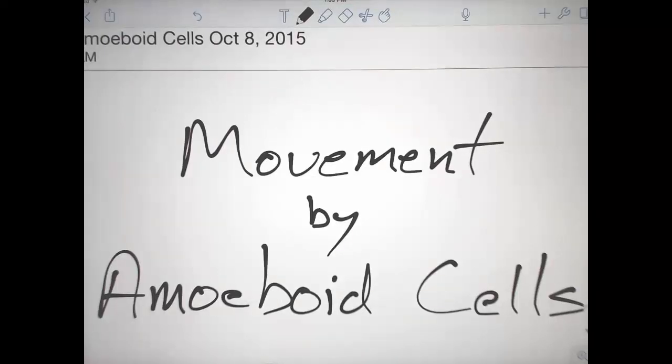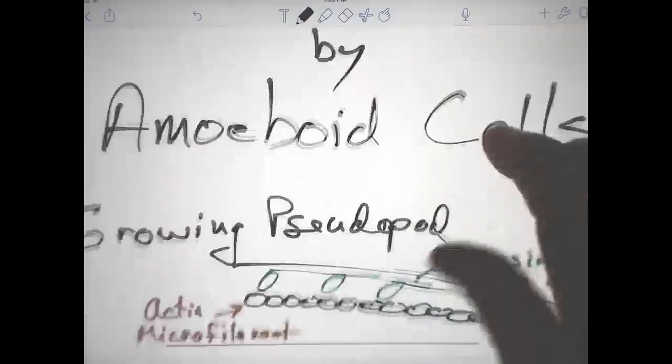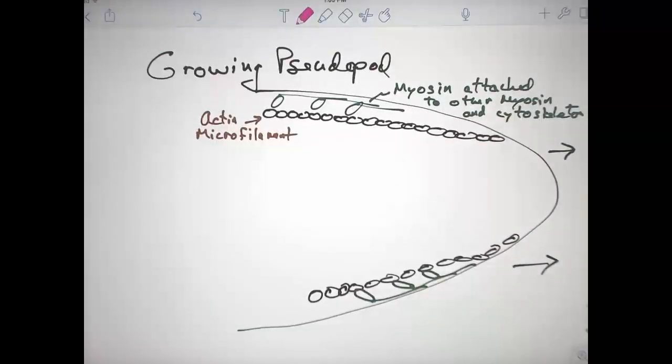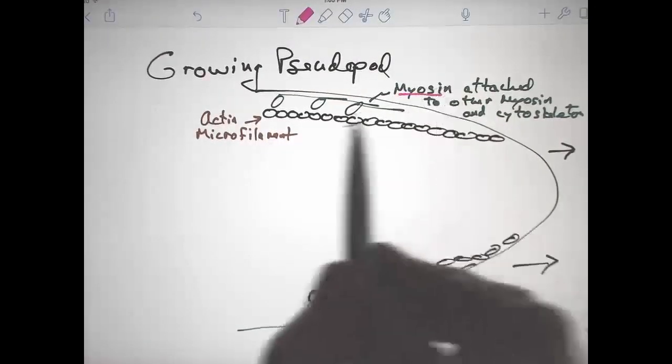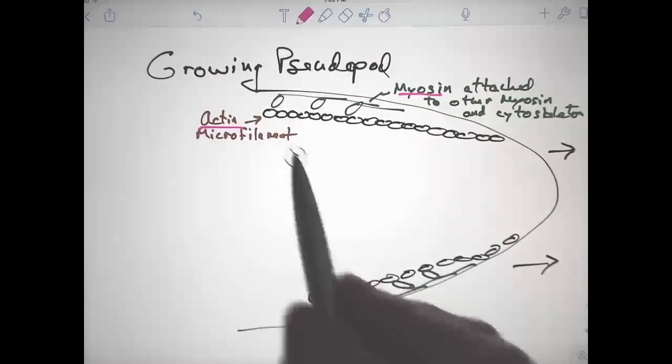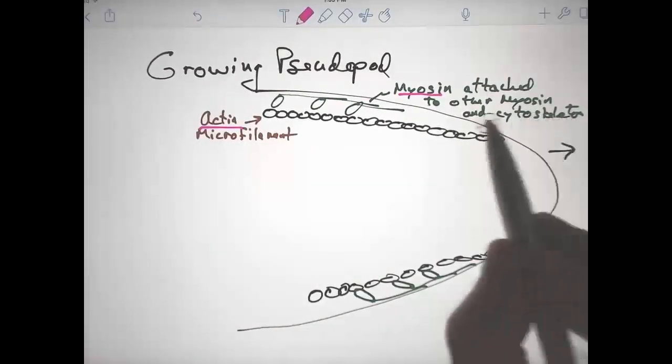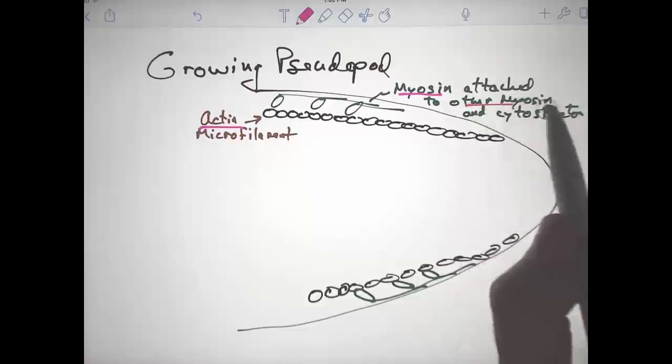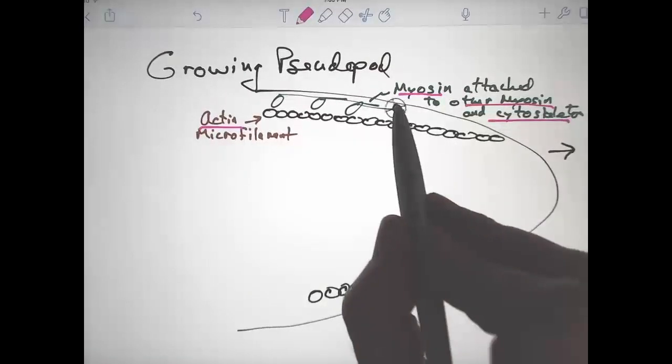How do amoeboid cells move? We'll talk about two general mechanisms. The first of those mechanisms involves myosin and actin, microfilaments of actin, and myosin that's attached to other myosins and to the cytoskeleton.